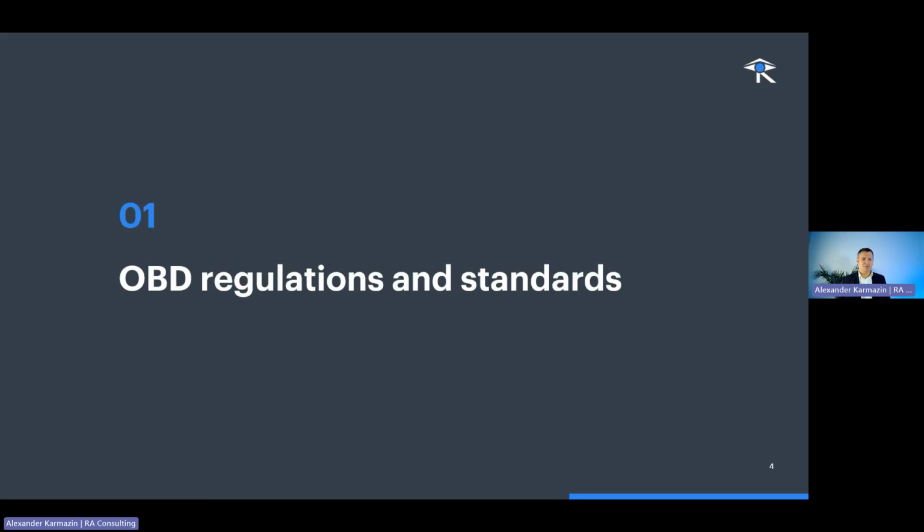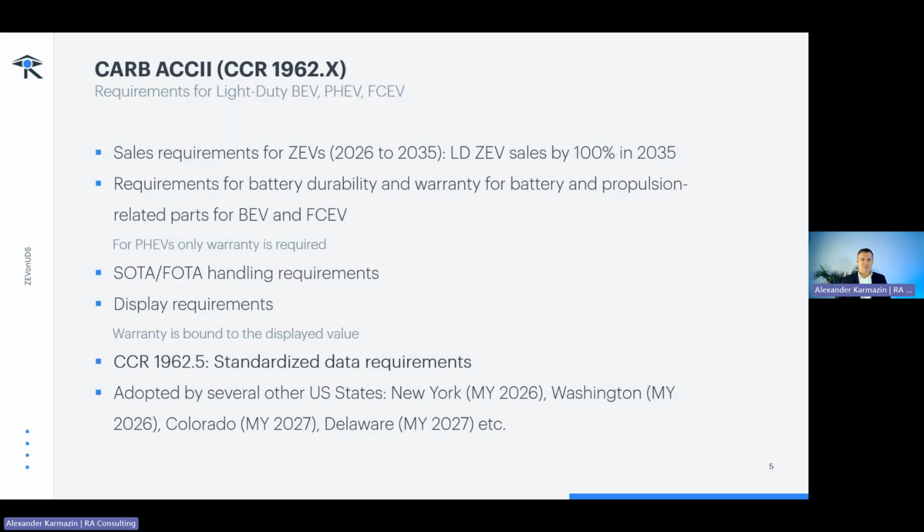So we will continue with the topic on ZEVonUDS and its rules, where it comes from, which OBD regulations. The main regulation where ZEVonUDS is coming from is CARB ACC2, also Advanced Clean Cars 2 from CARB. It was developed in the year 2022 and published, and the goal of that regulation was that CARB wanted light-duty zero-emission vehicles to reach 100% of sales on the market up to 2035.